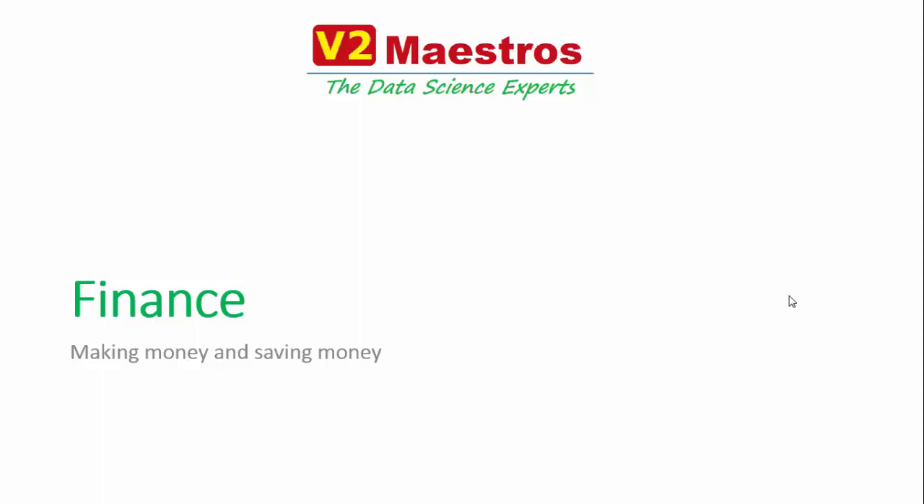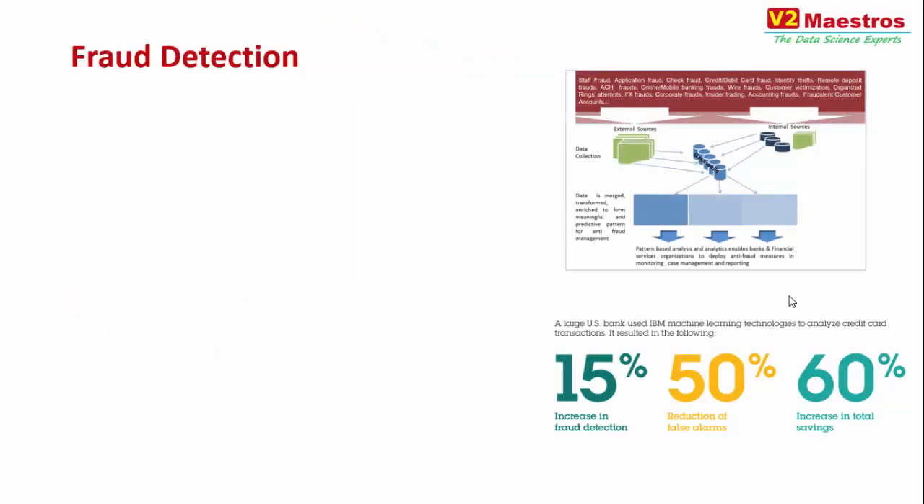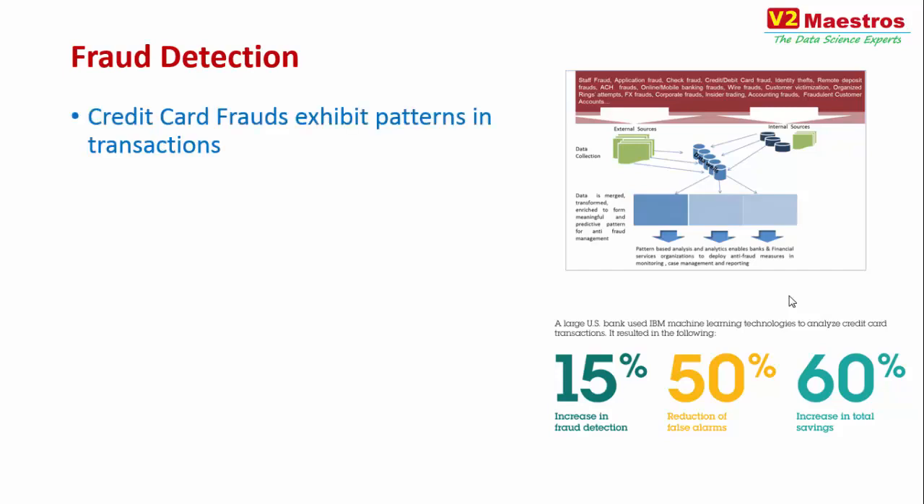Let's see some examples of using data science. Let us start with finance, where it is all about making money and saving money. Credit card fraud detection is a very important application where data science is being used. Credit card frauds exhibit certain patterns. Transactions related to credit card fraud exhibit some kind of relationship between the various entities and their attributes.